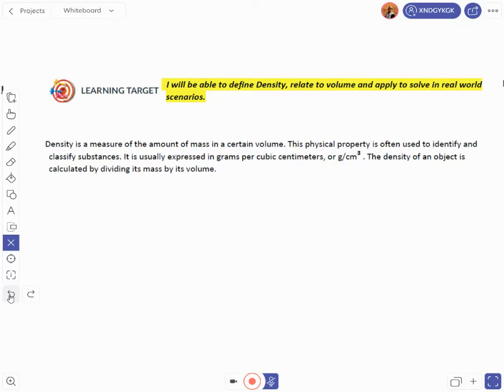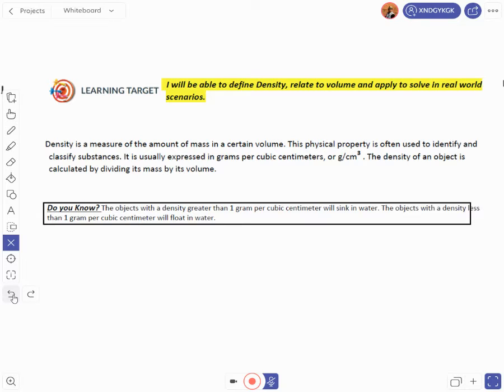It is usually expressed in grams per cubic centimeter, or g per centimeter cube. The density of an object is calculated by dividing mass per volume. Mass per volume.